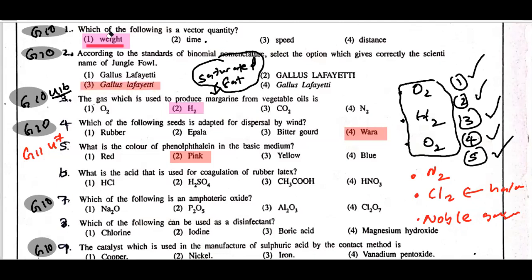Right. That means phenolphthalein shows no color change with acids. Therefore original phenolphthalein is colorless, and in acidic medium also it's colorless. In basic medium it turns pink. It is an acid base indicator.